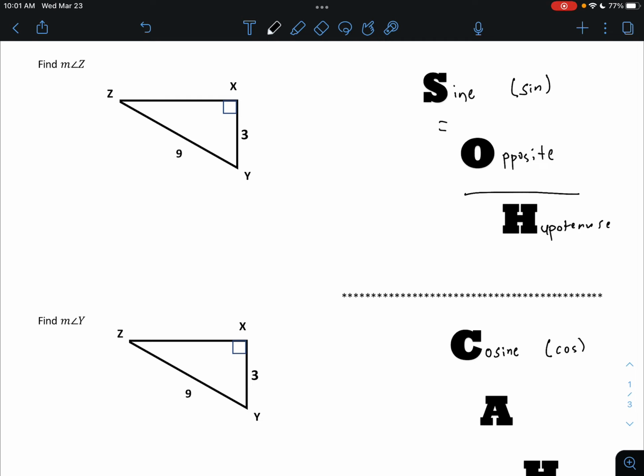We could write this out in a little bit more detail. The sine of whatever angle, and I'll talk more about that in a second, equals the opposite. Let me use a different symbol. Sine of our angle equals opposite over hypotenuse. Now, what is the opposite and the hypotenuse? We're going to talk about what that is in just a second.